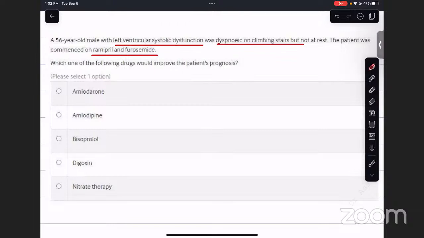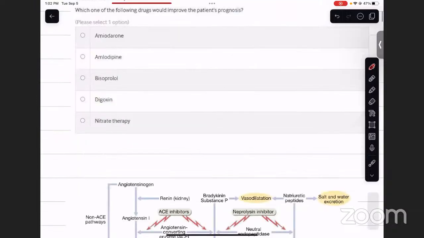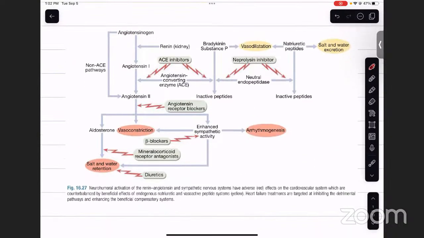To answer this question, we must know about congestive cardiac failure, meaning acute and chronic heart failure. This is a question about chronic heart failure management. So to answer it, let's review some theory and guideline background here. Let's start with the pathophysiological changes that happen in heart failure.